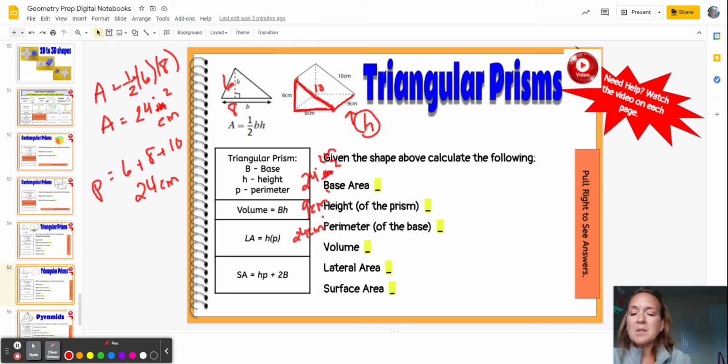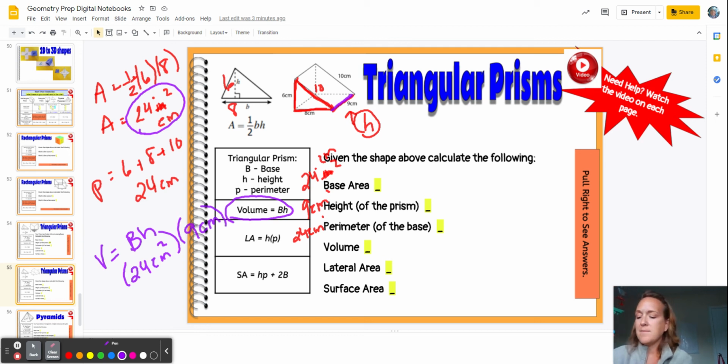Then we need volume. I'm going to change the color for volume. That's the base. The shape of our base is that triangle. So the area of the base was that 24 centimeters squared. Volume equals the base times the height. In our case, the 24 centimeters squared is the base. And then that height, don't forget, that height is the height of the shape, which is 9 centimeters. That's where, if I'm going to mess up, that's where I'm going to mess up. And then I go back to my calculator. 24 times 9 is going to be 216. 216 centimeters cubed. That's my volume.